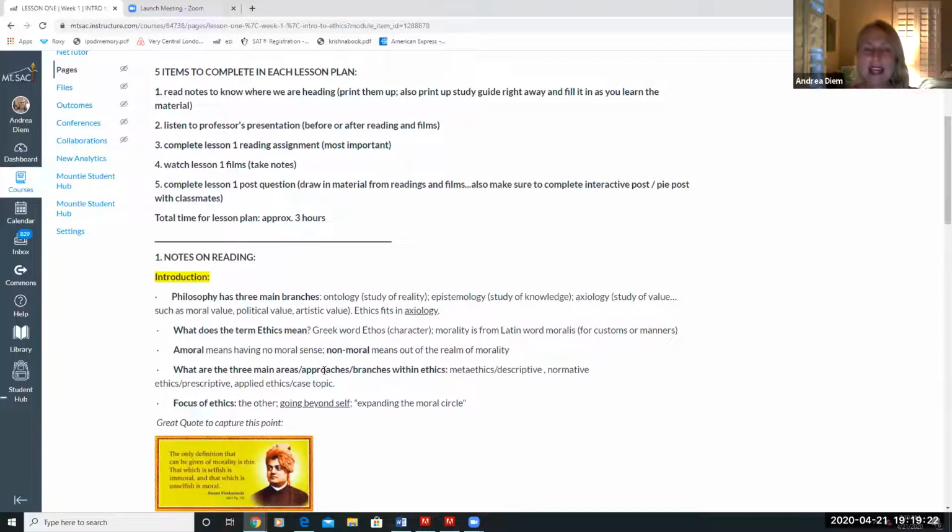Now the word ethics itself is from the Greek word ethos, which means character. It's the concept of building one's character. I think that's a really cool understanding of ethics.